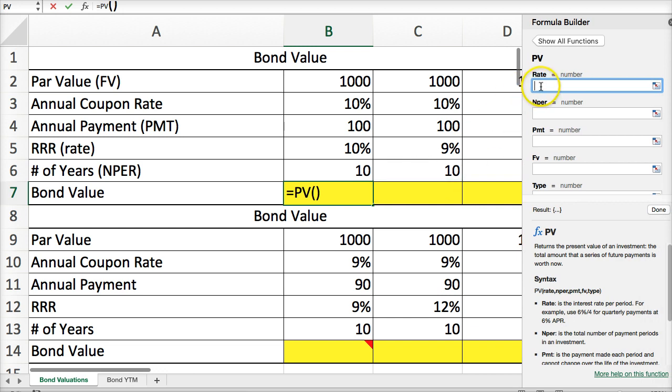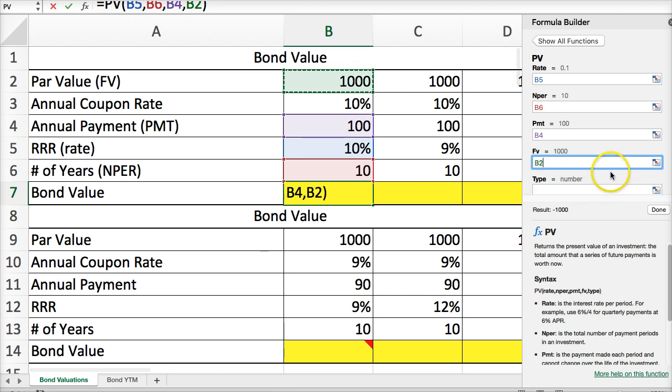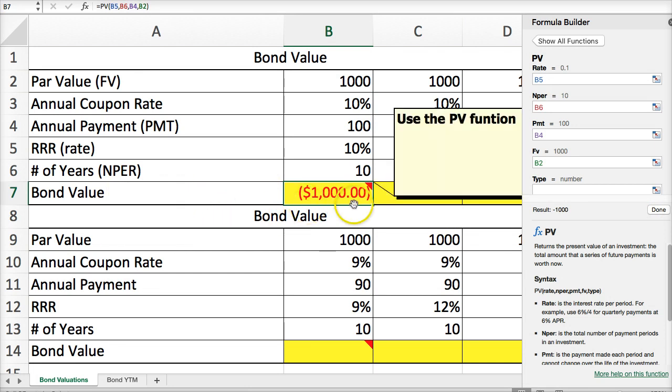And for this first problem, I'm going to use the required rate of return as my rate. Nper is going to be the number of years. Payment is going to be the coupon payment, so $100, basically 1,000 times 10%. And then the future value is going to be $1,000 because that's the par value, what it will retire at. So if I calculate this, I basically get a bond value of, now it shouldn't be a negative 1,000.